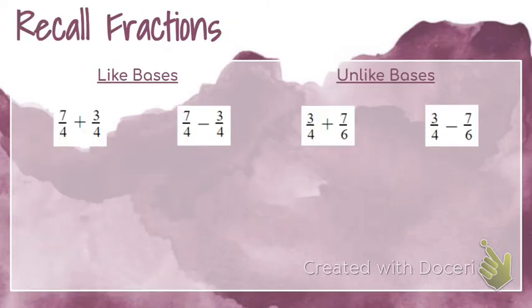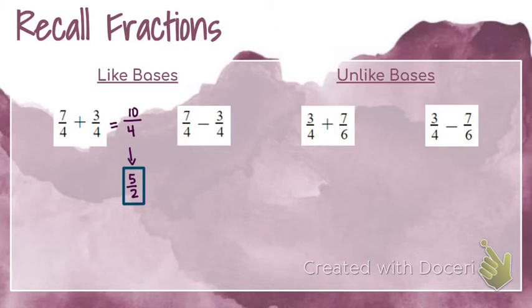First, I want us to recall fractions. We talked about this in the last video some, but there's a difference in like bases and unlike bases whenever we add and subtract fractions, because fractions have to have a common denominator in order to add or subtract them. So let's see, we have 7/4 plus 3/4. When we have like bases, we add or subtract the top. So 7 plus 3 is 10, and we keep the denominator the same. Then when we reduce this, we're going to get 5/2.